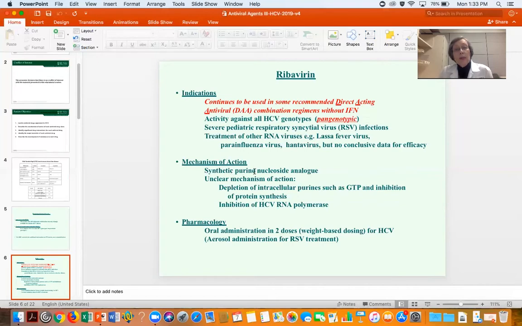This is a synthetic purine nucleoside analog, but the actual mechanism is somewhat unclear. It seems to cause depletion of intracellular purines such as GTP and inhibition of protein synthesis, as well as inhibition of the HCV RNA polymerase. It's given orally in 2 doses, and this is weight-based. So there's a cutoff of 75 kilograms, and patients below that weight get 1 dose, and those above that weight get another dose. It's also administered by aerosol for RSV treatment.